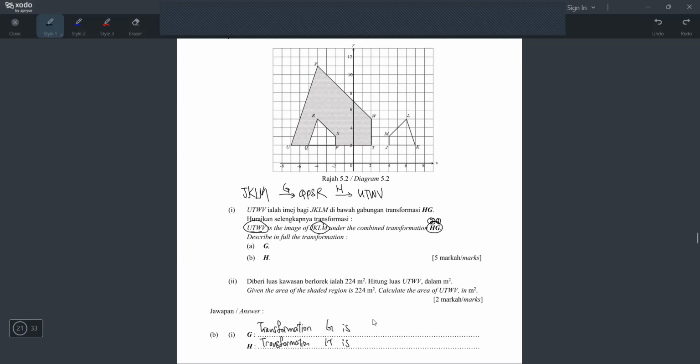This is reflection. So kita tulis je reflection. Tapi you tulis macam ni, you dapat 1 markah saja tau. You only get 1 mark. Okay. If you want to get full marks, you have to write the reflection line. So transformation G is reflection in the line. Do you remember the format?